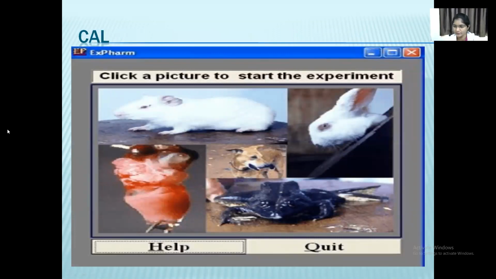So here, as I told before, I will discuss manual procedures and computer assisted learning. Nowadays, Ex Pharm animal simulation experiments are available using computer assisted learning. Using this we can do rabbit experiments, frog experiments, frog isolated heart, and guinea pig ileum experiments.